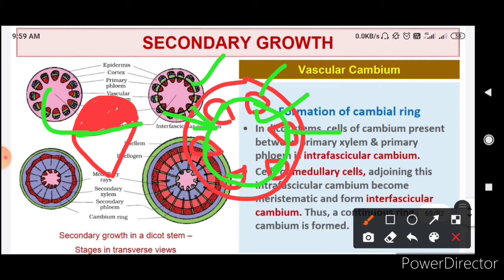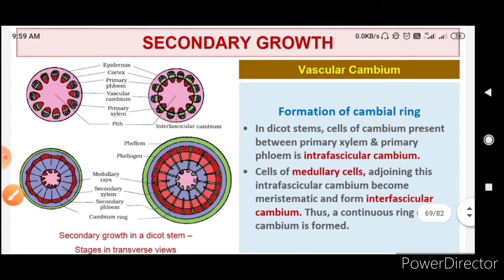Okay, you can see here the black line, and this is nothing but the interfascicular cambium, between the vascular bundles. This was inside the vascular bundle and this is between the vascular bundles. Okay, so this will be the intrafascicular cambium and a continuous ring will be formed.